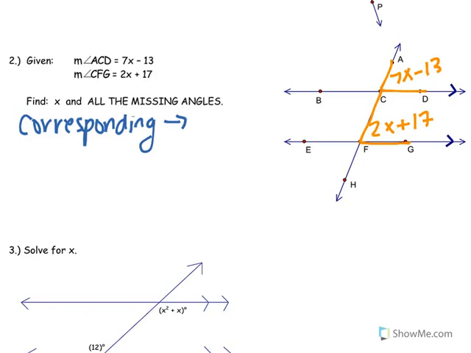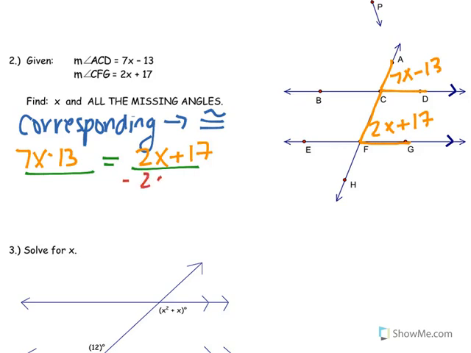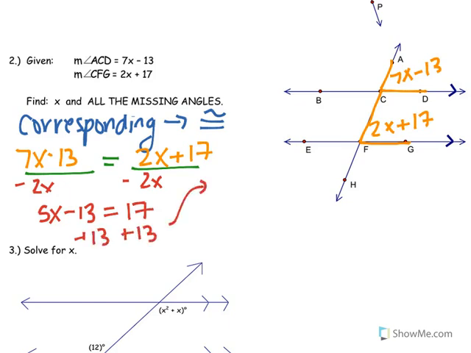And now when we go to set up an equation, we know that corresponding angles are congruent. So whenever we write equations of things that are congruent, we say that something equals something else. That's what it means to be congruent. So I know these angles are congruent, so 7x minus 13 is going to equal 2x plus 17. And then we can solve from here. Let's bring the x's to one side, and I get 5x minus 13 equals 17. Add the 13. I'm just going to move over here. 5x equals 30. Divide by 5, and x is going to equal 6.